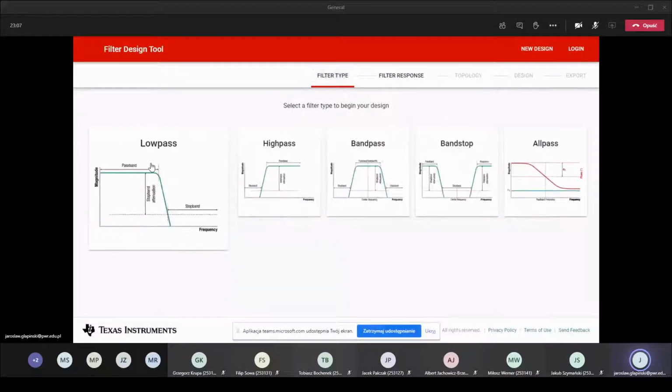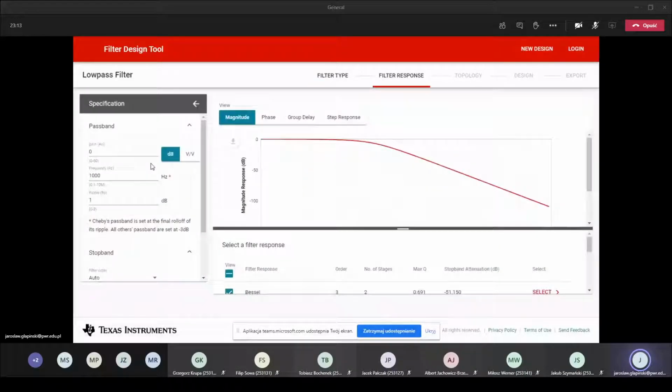Let's say we are going to design a low pass filter. This should be the easiest one. In this case, we can design a filter with different parameters, and we can choose. This is the gain, generally in decibels. 0 decibels means that we've got 1 volt per 1 volt, so we have no gain.